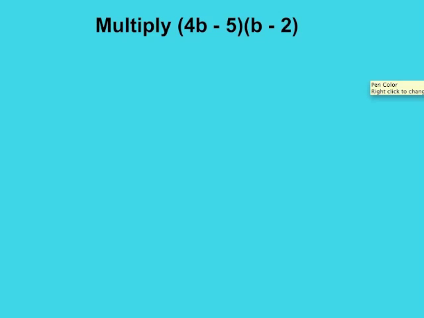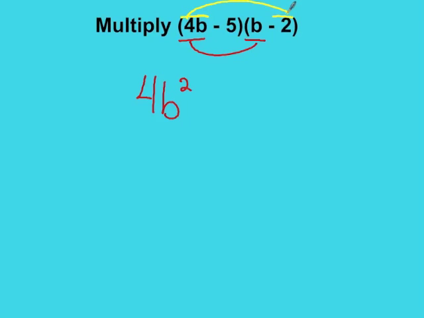Now that you've tried it on your own, hopefully, we will see if you've got it correct. So first, I'm going to multiply the first terms. 4b times b is 4b squared. The next thing, FOIL. F was first, O is outsides. The outsides. 4b times -2 would be -8b.